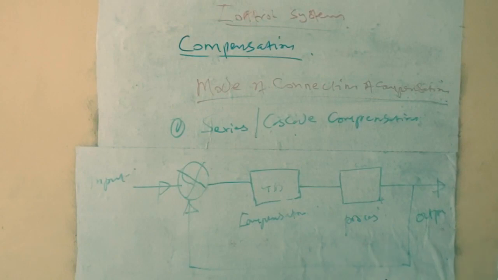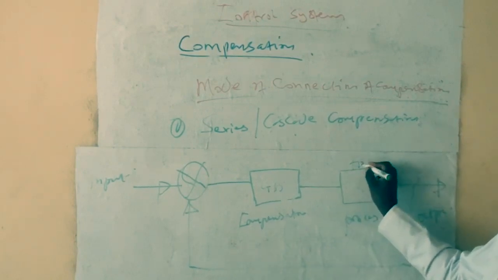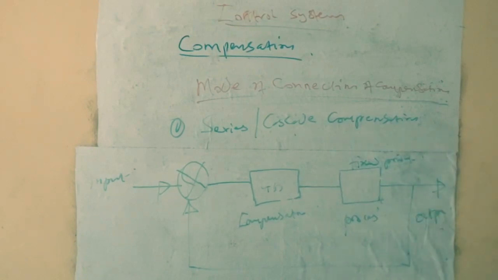This is the compensator, this is the process, or this is the fixed point. You can call this one the fixed point, if you consider a loop, a unit feedback. That is one way of doing that. So we have series or cascade compensation.